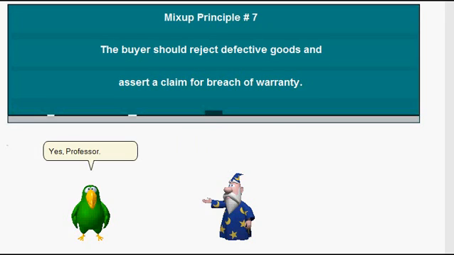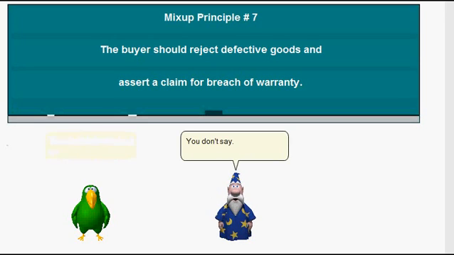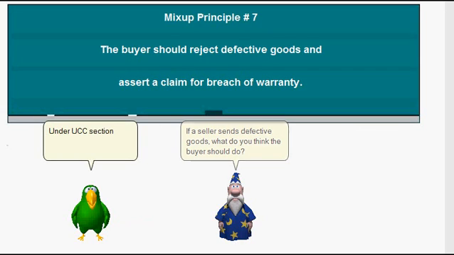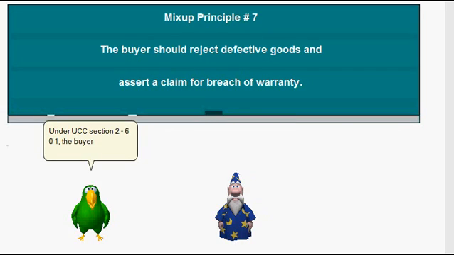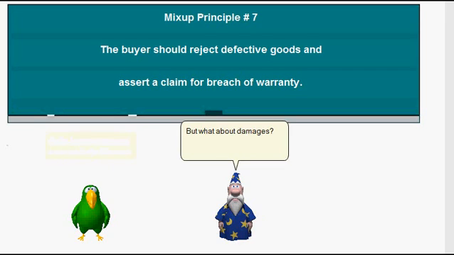Yes, Professor. The principle is all mixed up. You don't say. And why is that? If a seller sends defective goods, what do you think the buyer should do? Under UCC Section 2-601, the buyer has three choices. The buyer can accept all of the goods. The buyer can reject all of the goods. Or the buyer can accept some and reject the rest. But what about damages? You have forgotten about damages.